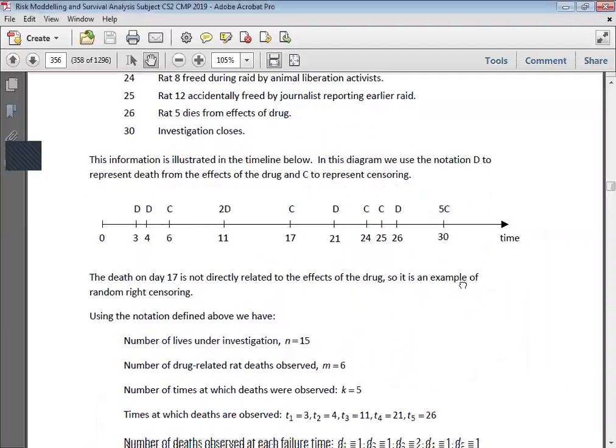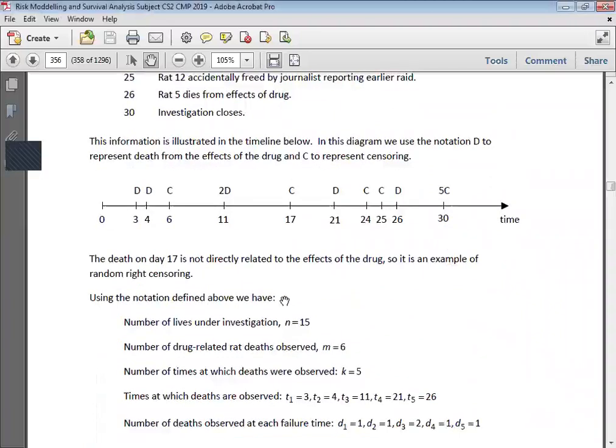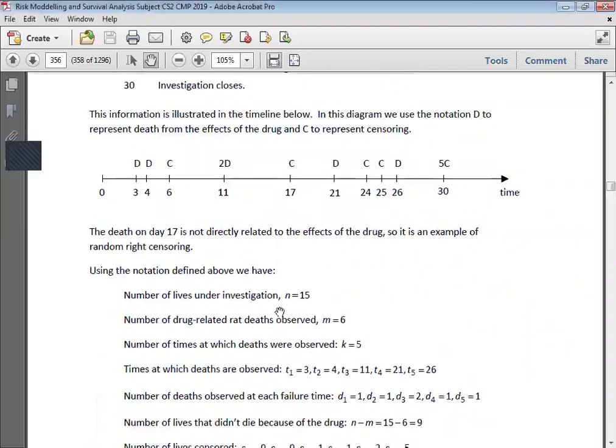Okay, so I define small n as the number of lives under investigation. So again, we observe 15 rats. We started observing 15 rats, and that is why small n equals 15. And then small m will represent the number of deaths that happen due to the drug related issues. So we can count here 1, 2, 3, 4, 5, and 6. So m is equal to 6 here.